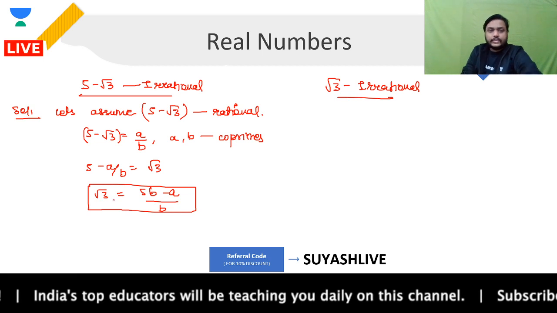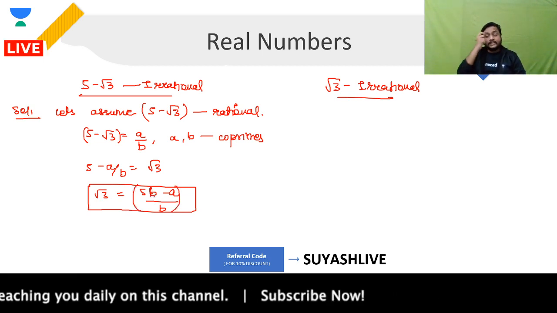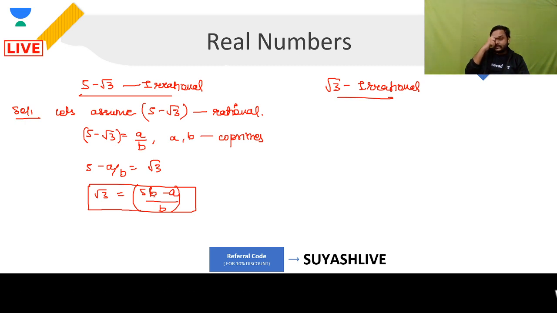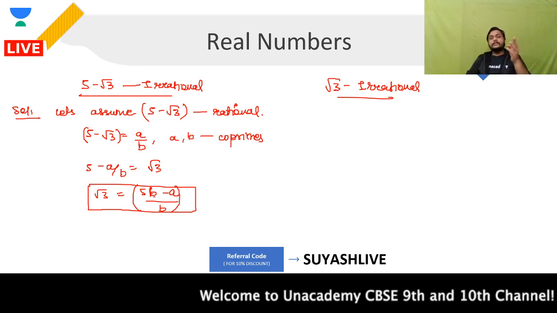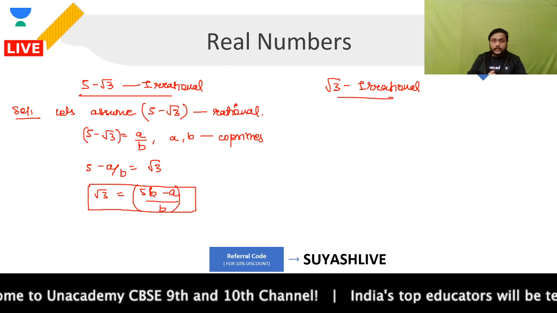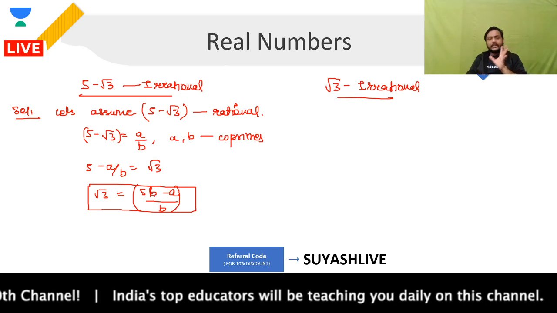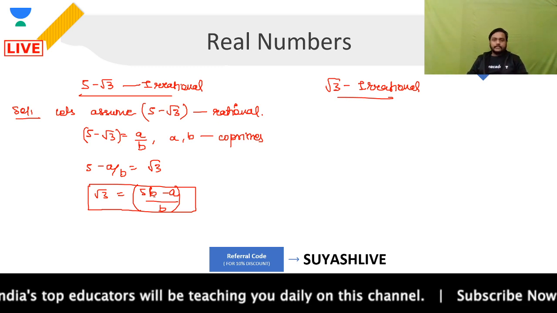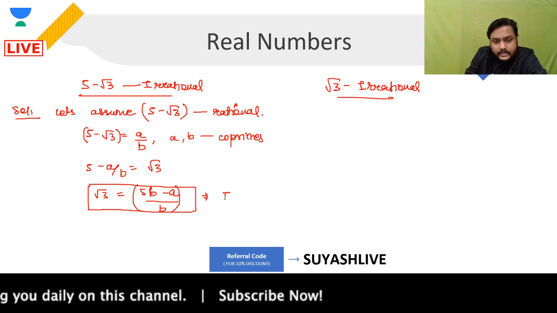If you see this over here, you can clearly see that your left hand side is what? Your left hand side is root 3, that is irrational. You already know that. And your right hand side is what? Your right hand side is actually the addition and subtraction form of rational numbers, and addition and subtraction of rational numbers is always rational. So (5b minus a) upon b is the rational expression, and root 3 is irrational.